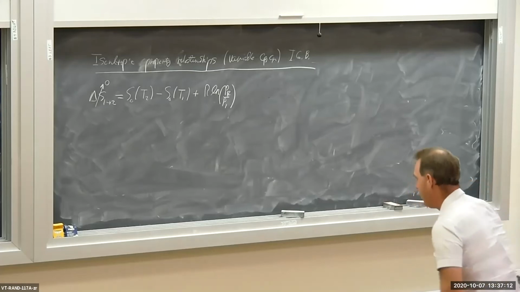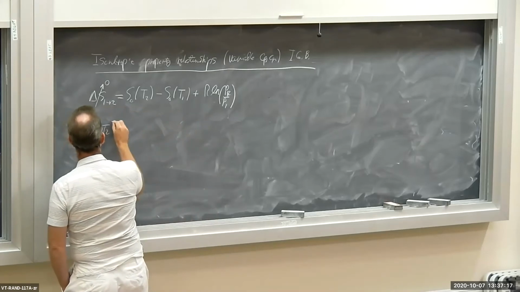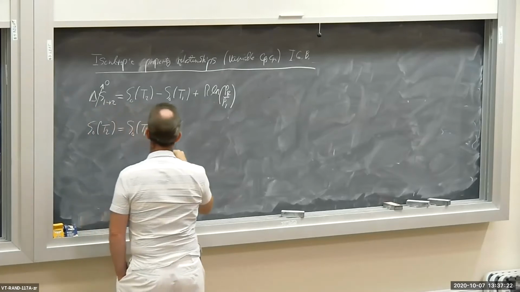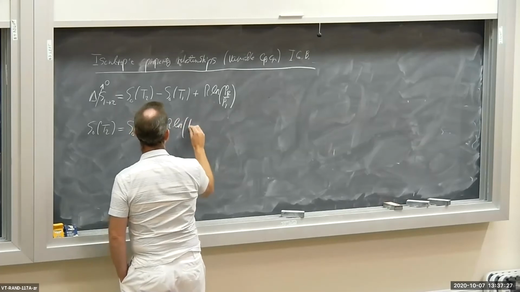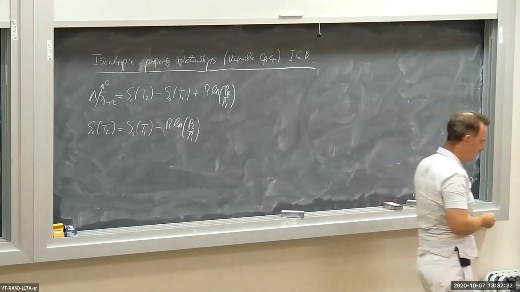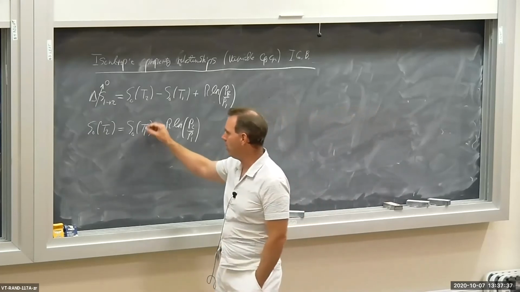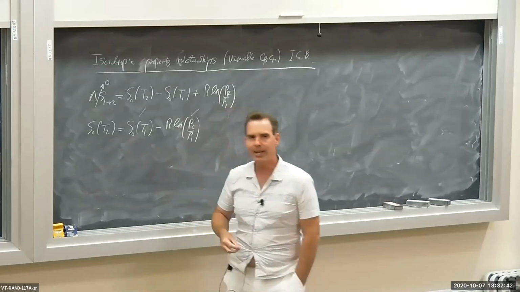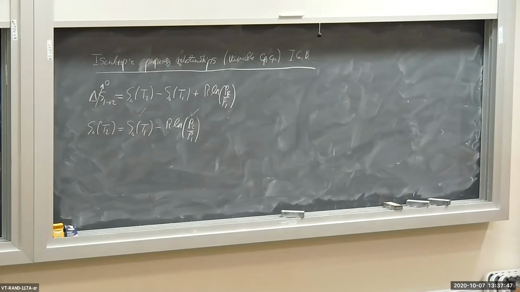So I could do the following. I could say S naught at T2 is equal to S naught at T1 minus R ln P2 over P1. I could do that. And if I knew T1, I could get S naught at T1. And I know the pressures, so I can calculate this term. So I can get S naught at T2. Okay, I could do this, all right?